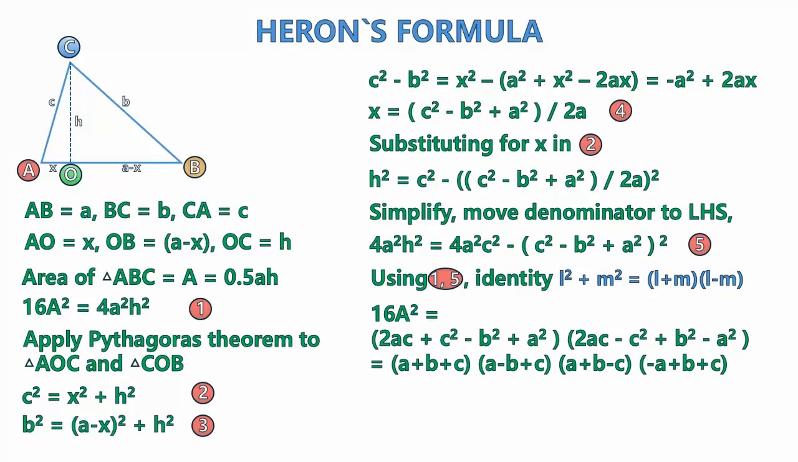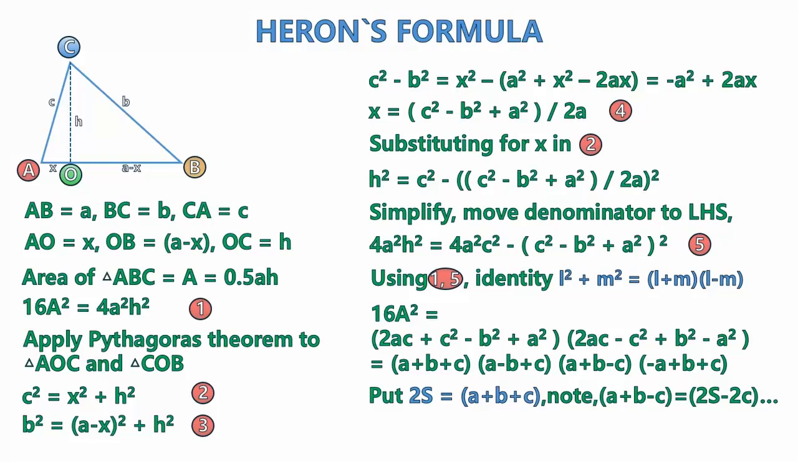Now each of the terms can be further factorized as (a plus b plus c) into (a minus b plus c). Only one term, that is b, has its sign changed. And the second term can be factorized into (a plus b minus c) and (minus a plus b plus c). So as you see, we have a plus b plus c. We have another term where only the b sign is minus, we have another term where only the c sign is minus, and we have another term where only the a sign is minus. Okay, so 16 area squared is equal to all of this.